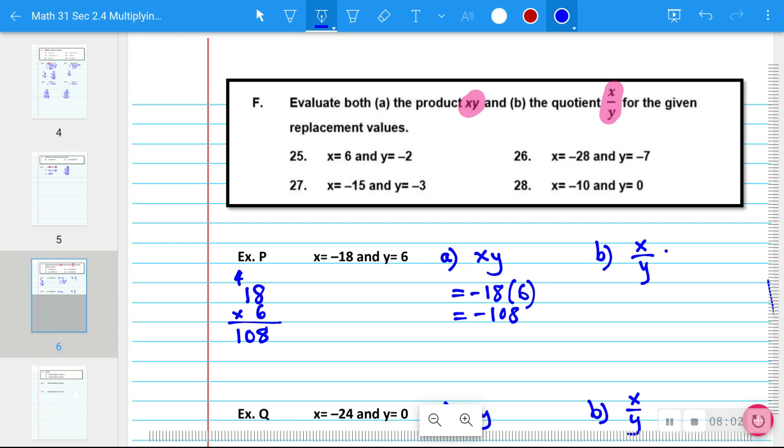Now on the next one here, you're going to take negative 18 for x divided by 6. Mismatch signs, you get a negative answer.